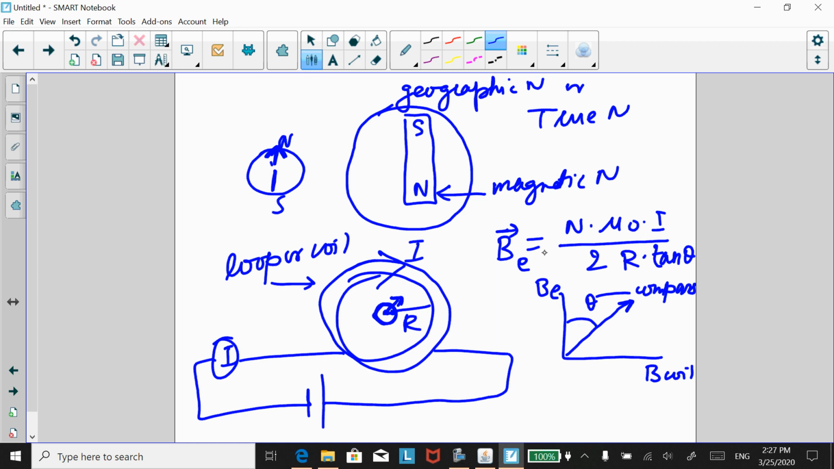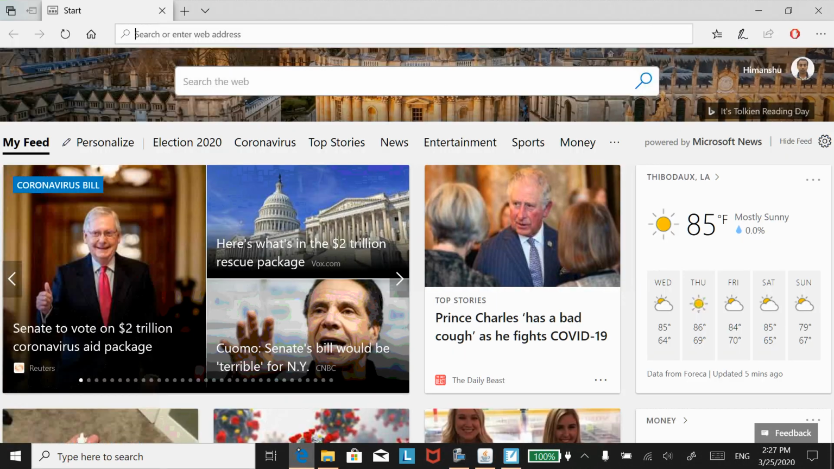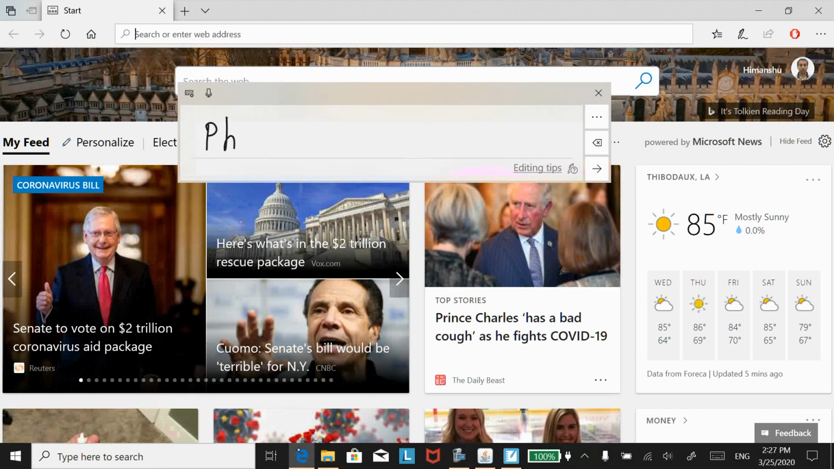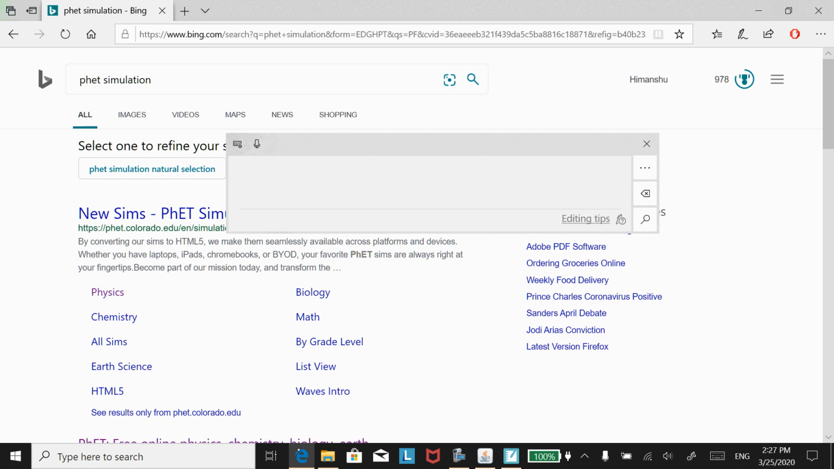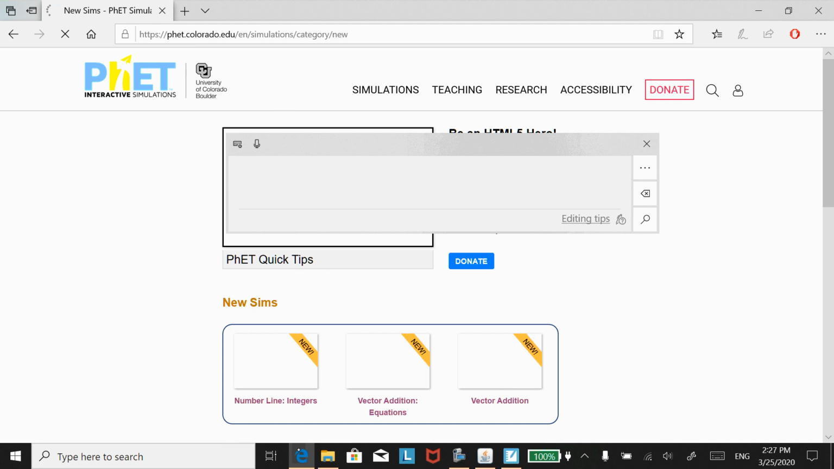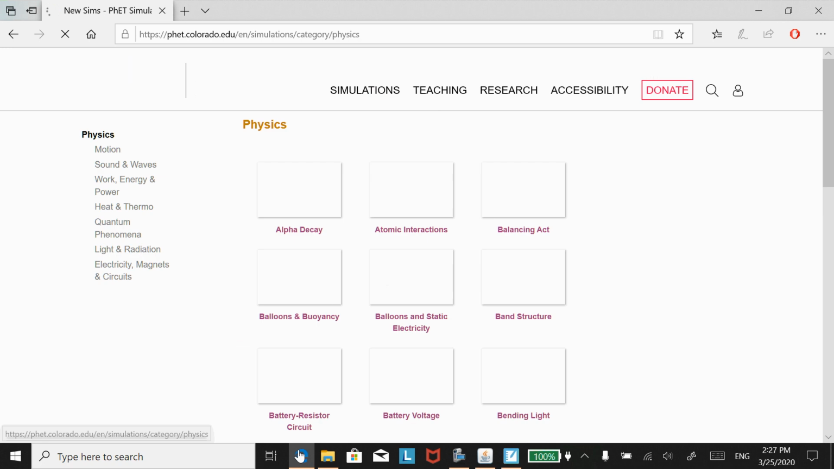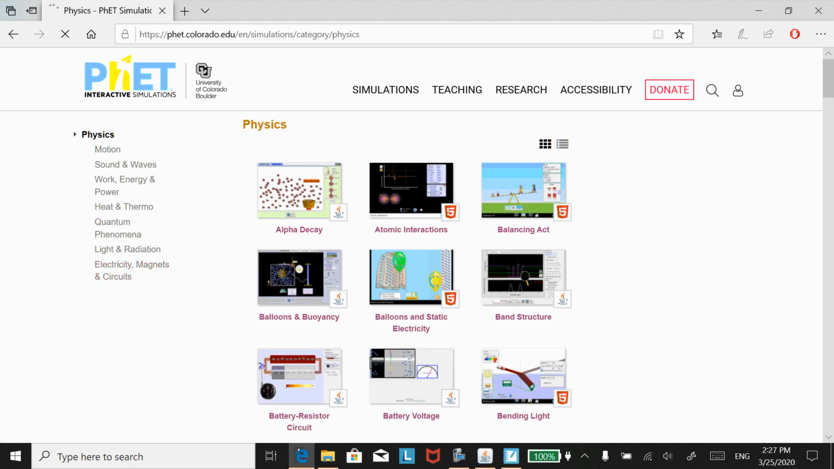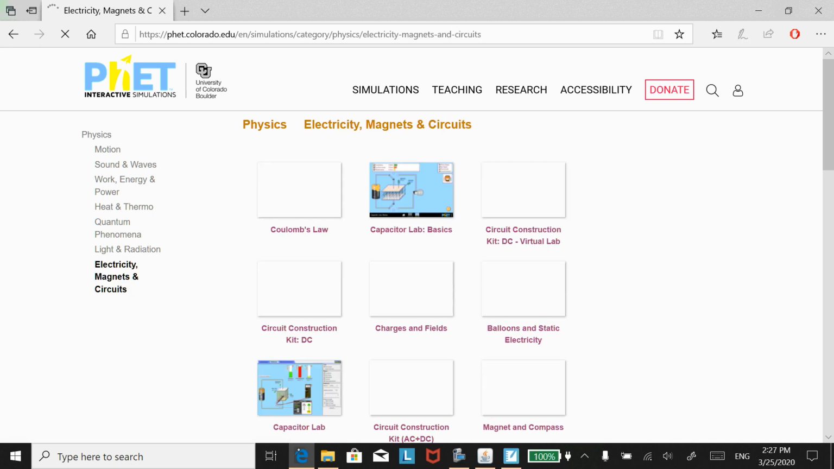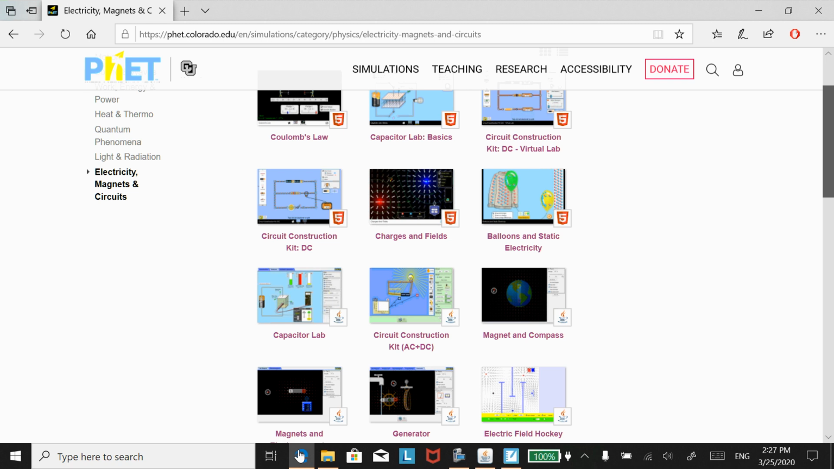What we are doing with the PhET simulation, so this is what you are doing. You will open an internet browser. On that browser, you will search PhET simulation. So PhET, and in that PhET simulation, you click on this one. Then you search for physics right here. In the physics, you will go for electricity and magnets, and then you're looking for magnets and compass.